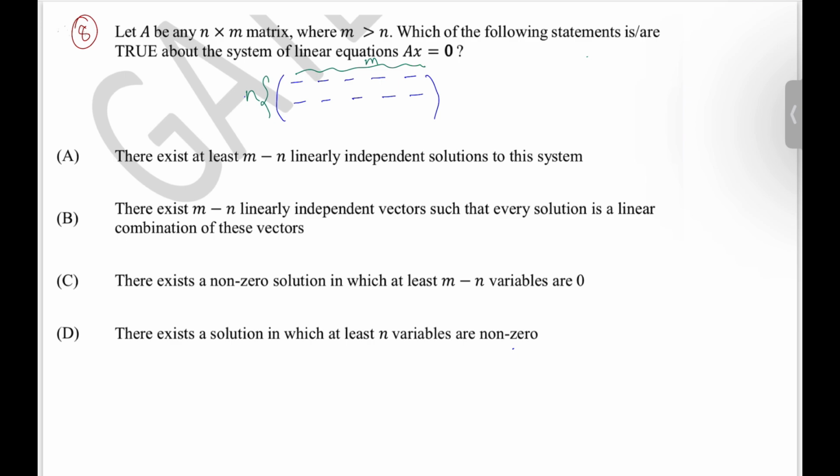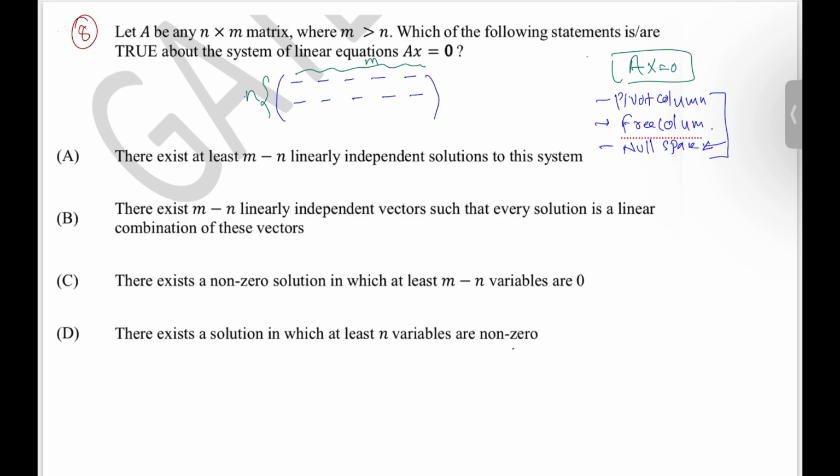Next we have to look at the true statements about the system of linear equations Ax equals 0. Proceeding with this question, you should have a good understanding of solving the system Ax equals 0. What info should you have? You should know what a pivot column or pivot variable is. You should have info about free columns or free variables. You should know the procedure for finding the null space. If you have this info, then you are good with this question. Otherwise, you will have difficulties.